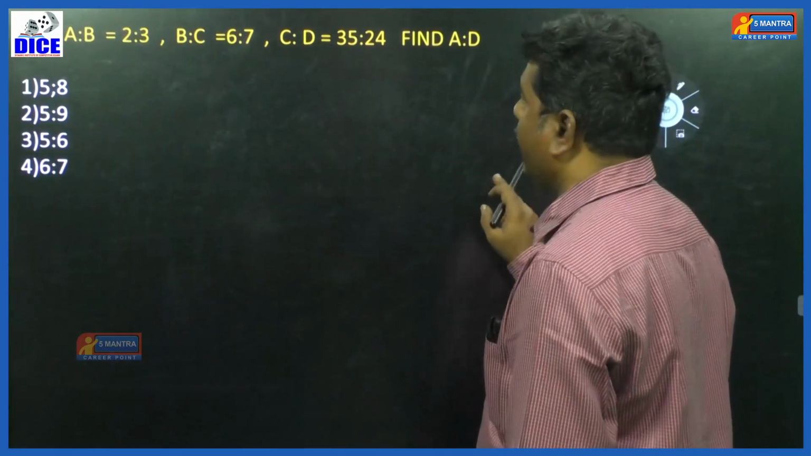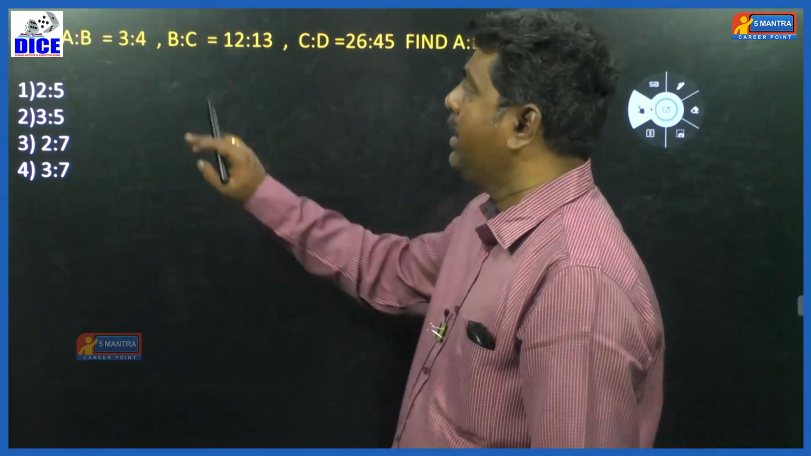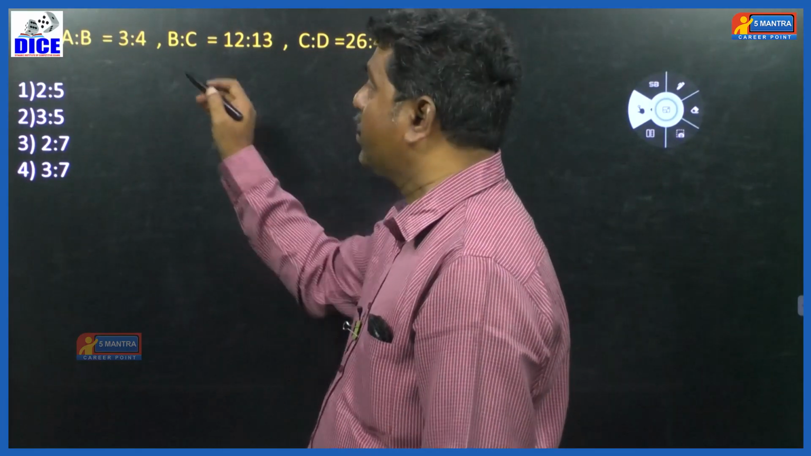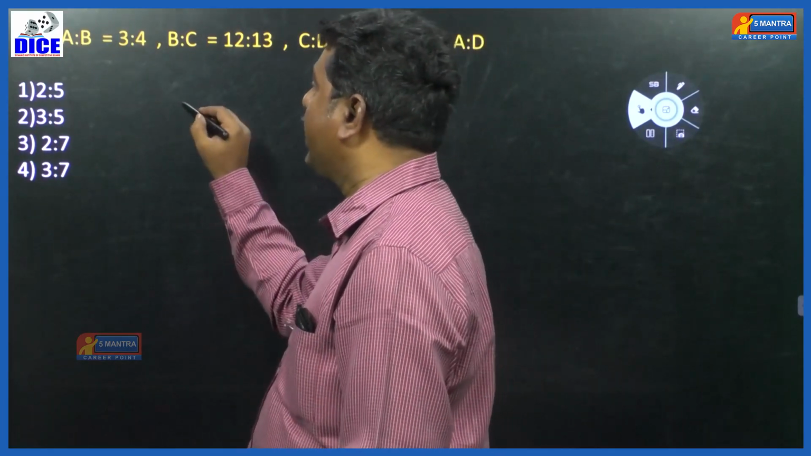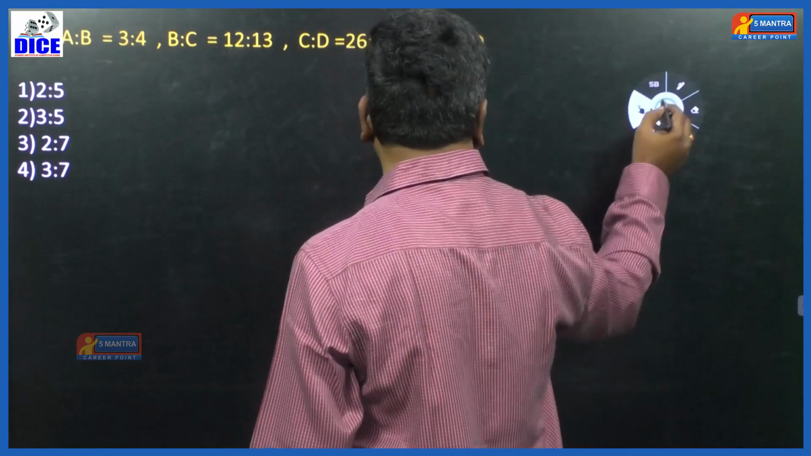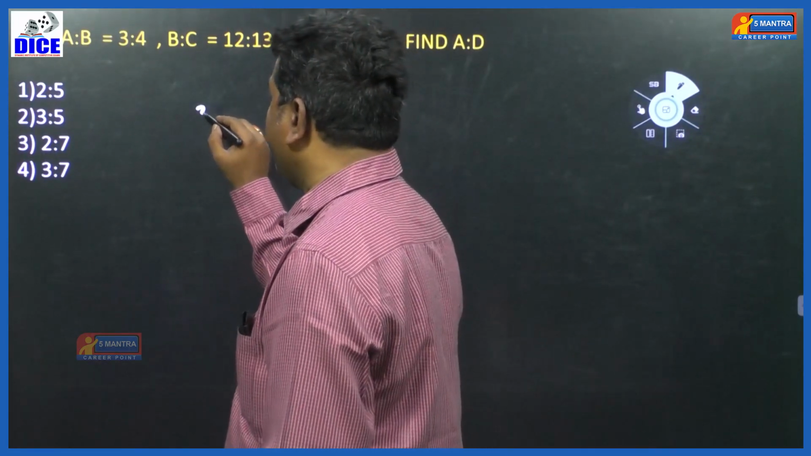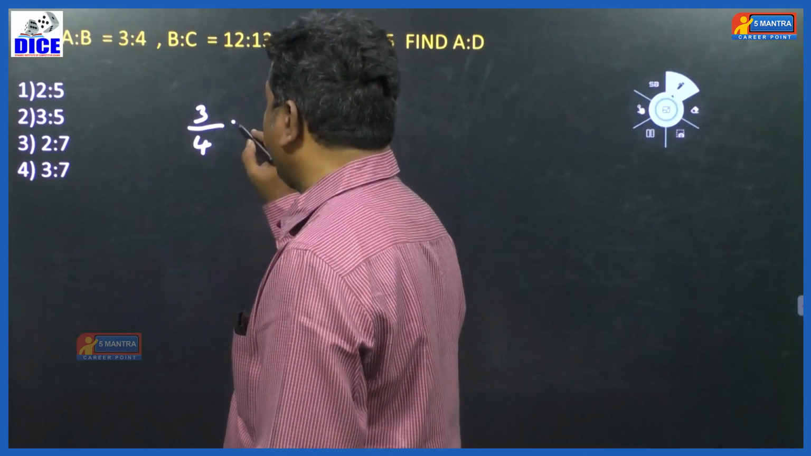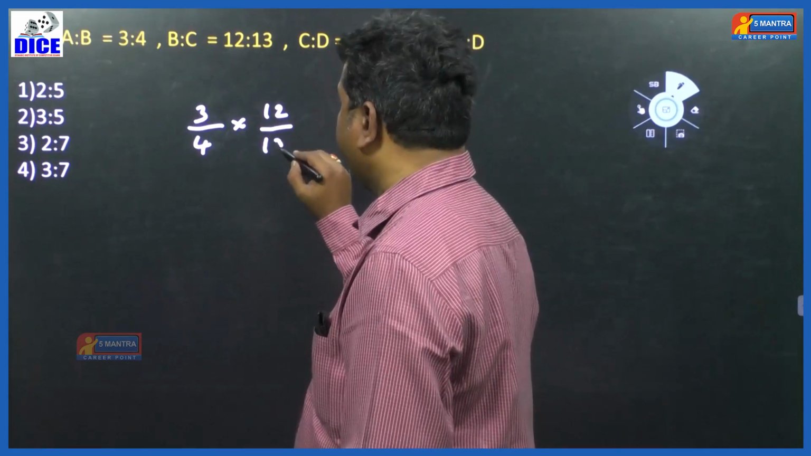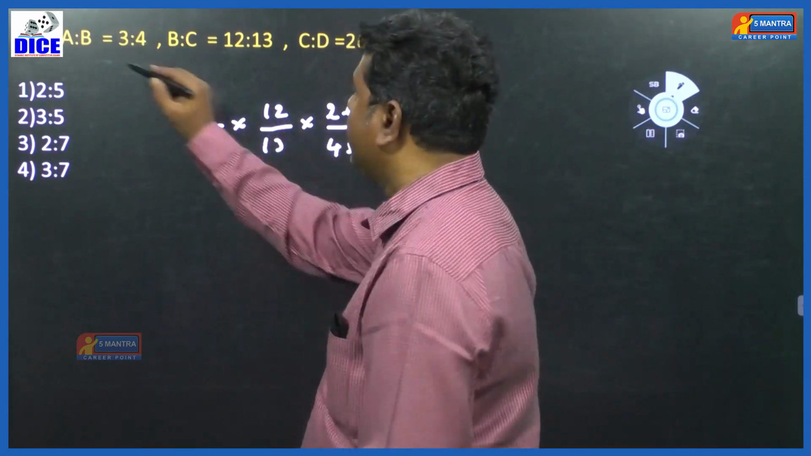Same model, but we don't write down all the method every time. You can just write simply here. Same process. We can simply take the numbers only. So A is to B, 3 is to 4, means you can take only the numbers, 3 by 4. Don't write down all the values, it's a waste of time. So 3 by 4 into 12 by 13 into 26 by 45. This is enough. Don't write down all the values, it's a waste of time.